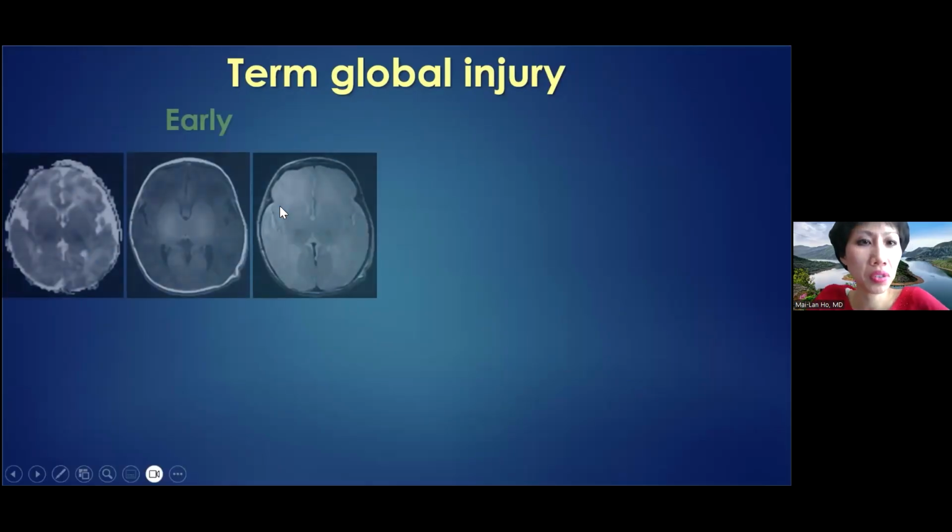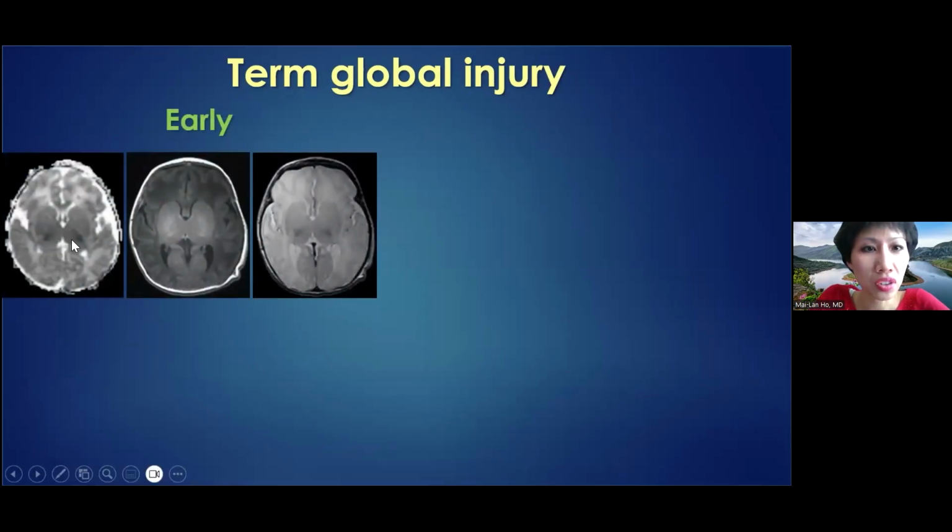And then global injury. These are tricky, right? Because here are some cases where I think they were outside the hypothermic window, like they got transferred in. It was more than 6 hours, so there was no point in starting the cooling. But you do see there's some restricted diffusion centrally, but there's some little spots peripherally too. This is a little too edematous, and then you're losing the PLICs. You're getting that bright basal ganglia.